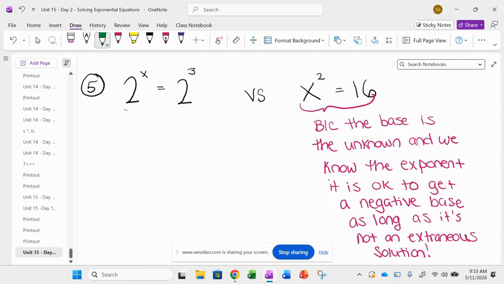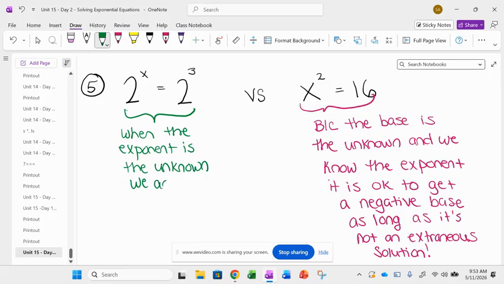In this scenario, when the exponent is the unknown, we are not allowed to have a negative base.